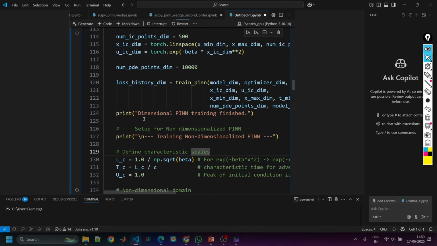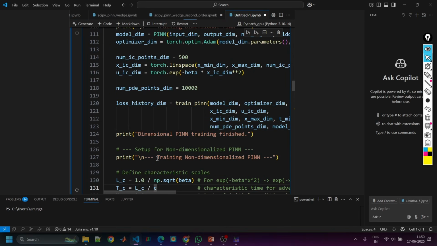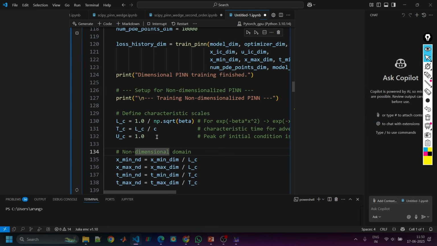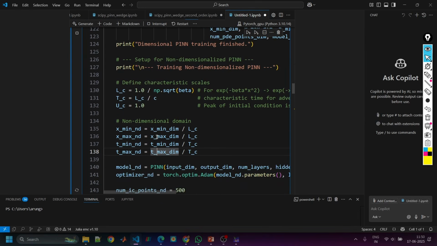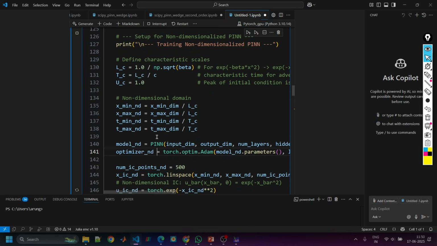Now we shall see the characteristic scales. So LC is equal to 1 divided by square root of beta. So it's also considering the effect of beta here. I'm not sure whether this is required. Anyway, let it be, because if it scales back to the original value, that won't make any problem. So TC is equal to LC divided by C. Okay, fine. And UC is equal to 1. X is non-dimensionalized using LC and T is non-dimensionalized using TC.